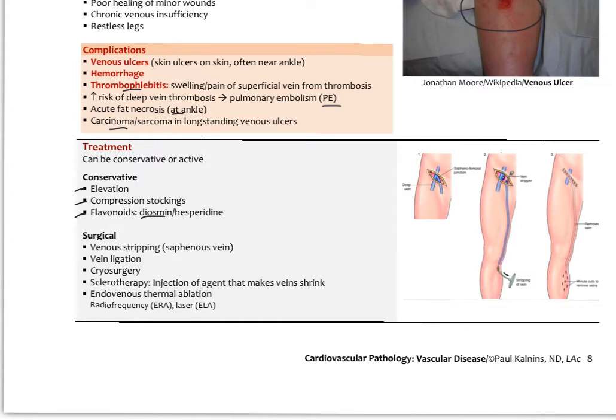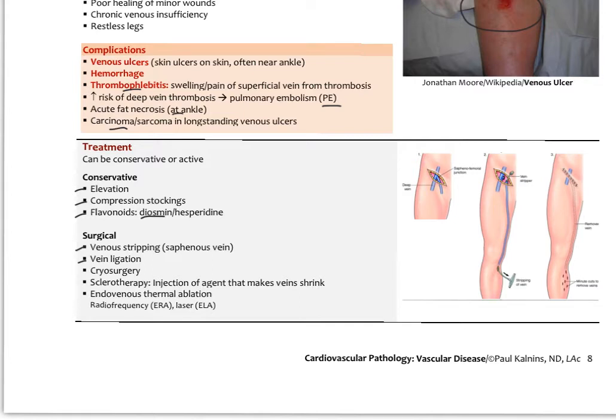Surgical would be very radically what's called venous stripping. You'd actually strip the vein out, and there are other veins that take up the slack for that stripped out vein. And then vein ligation, where you tie it off and it basically atrophies. Cryosurgery to freeze the vein. Sclerotherapy, where you inject an agent that makes the vein shrink, or endovenous thermal ablation using radiofrequency or laser.